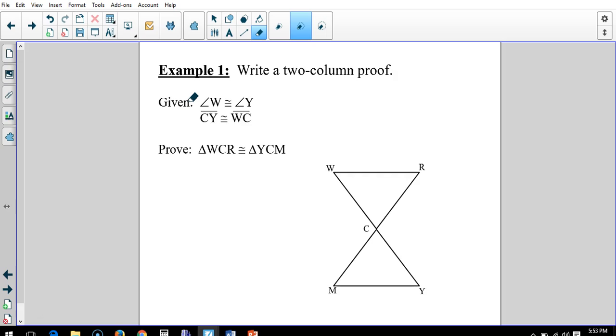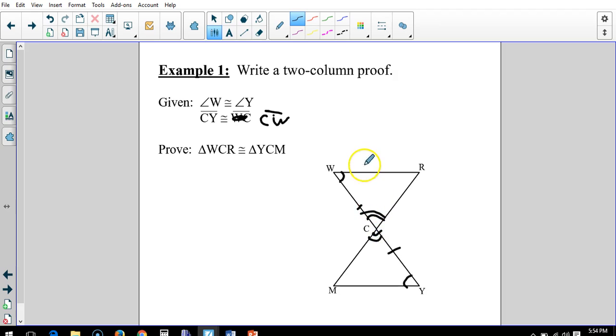Okay, so we have, it says angle W is congruent to angle Y. So we mark that. It also says CY is congruent to WC. I would call this CW instead, just keep the order the same. And then we can mark this angle congruent because of vertical angles. And now we just go into our proof.